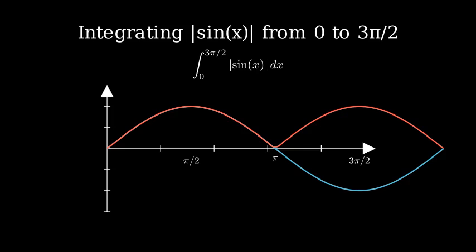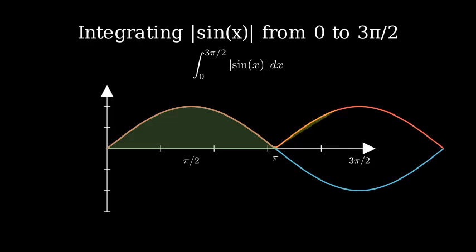To integrate this, we need to break it into pieces where the original sine function is positive and negative. From 0 to pi, sine is positive, so the absolute value doesn't change anything. From pi to 3 pi over 2, sine is negative, so we need to make it positive by multiplying by -1. So we can split our integral into two parts.